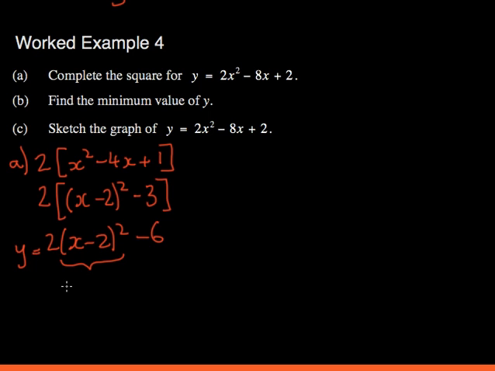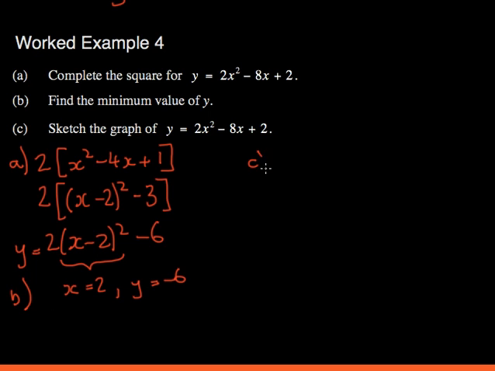And this would be the case when x is 2. When x is 2, this whole bracket is 0. And then 0 minus 6 would be minus 6. So then the y value would be minus 6. And that would be the smallest y value it could be. So that was part B.